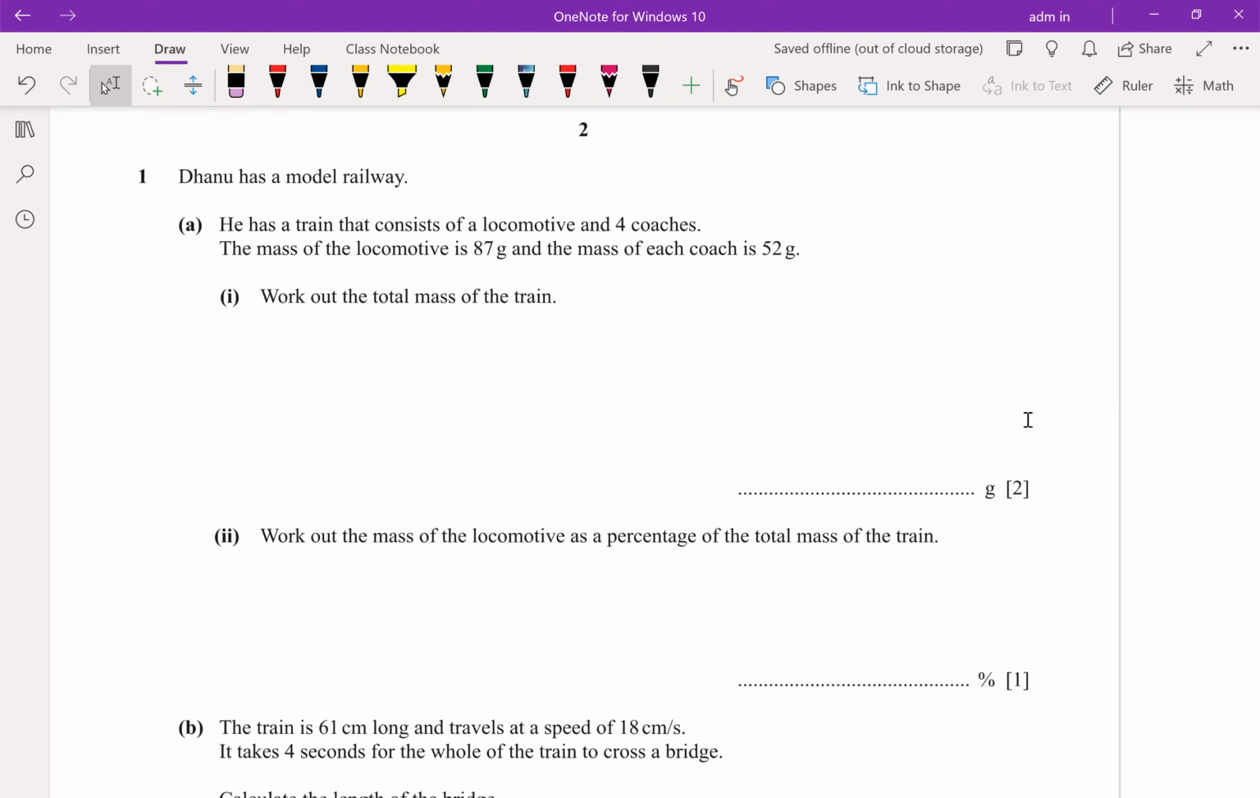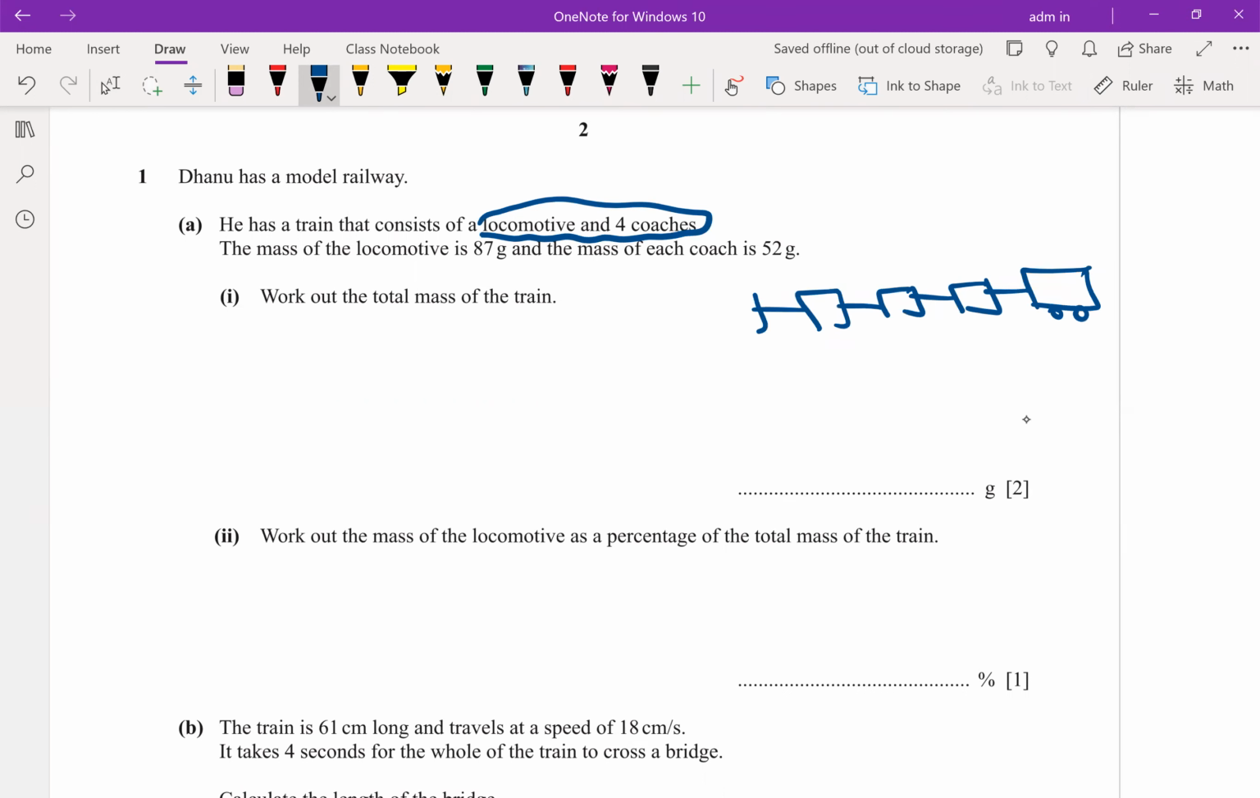We have a train that consists of a mass of 87 gram and each is 52 gram. What is the total mass?